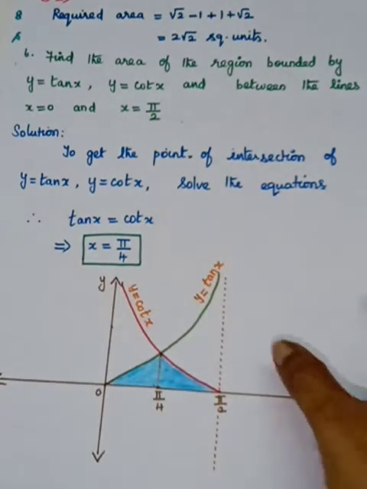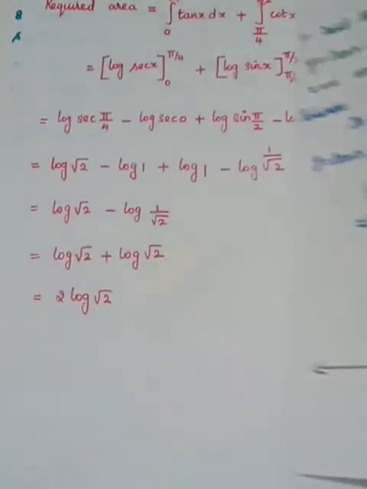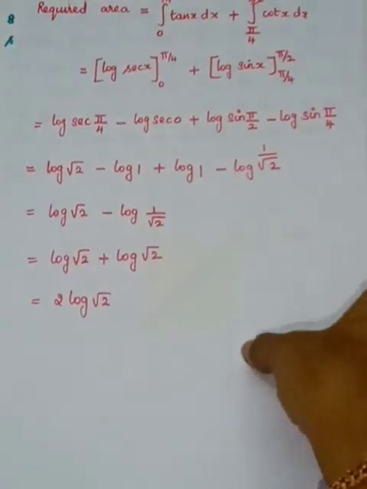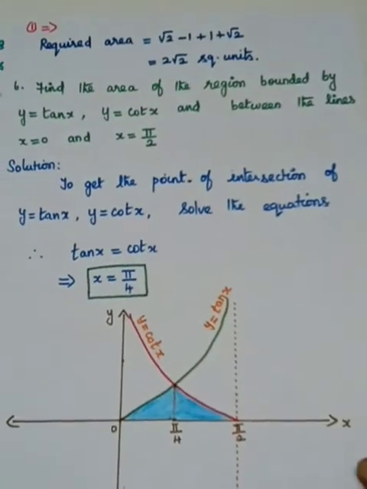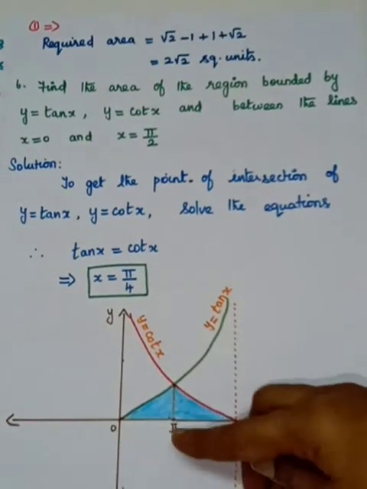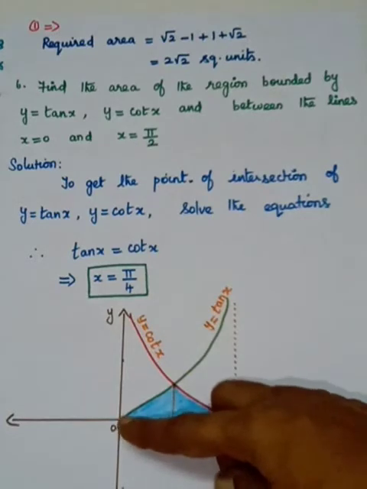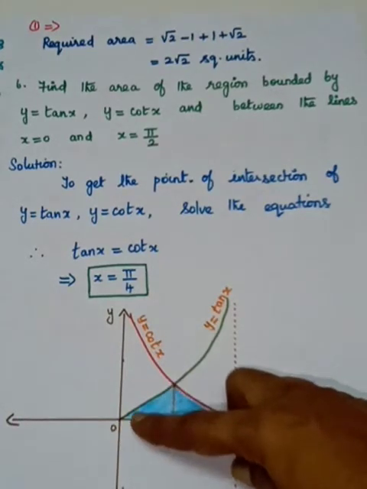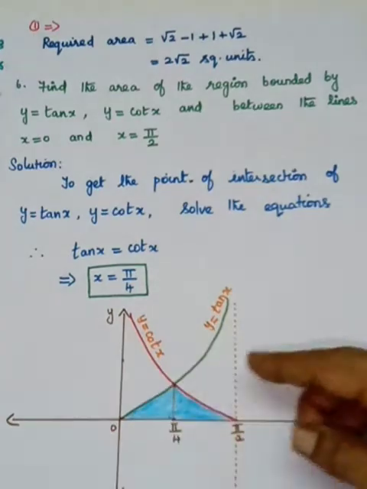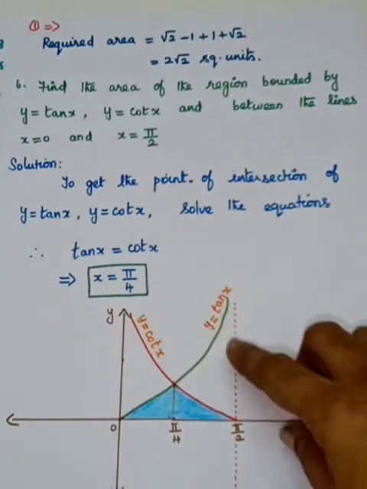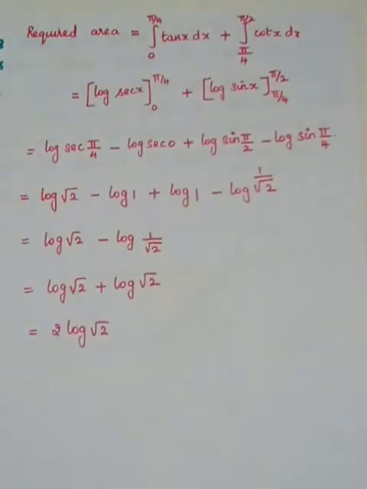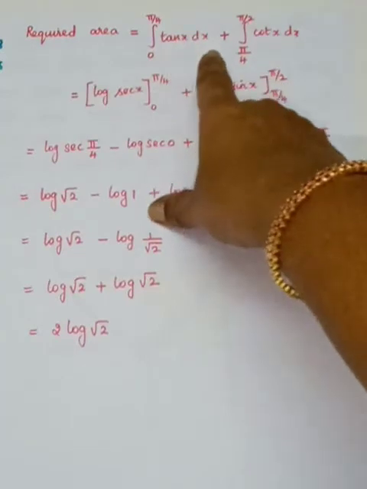So the required area is equal to integral 0 to pi by 4. We are taking the x-axis. So from 0 to pi by 4, only one curve, that is what? Tan x. So only one curve means if you are using the x-axis, integral a to b y dx, that's all. So y is tan x. So integral 0 to pi by 4 tan x dx.